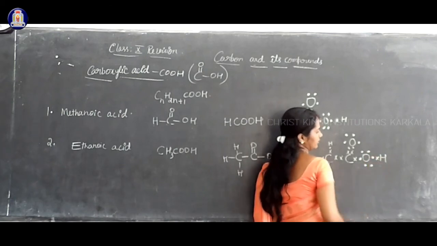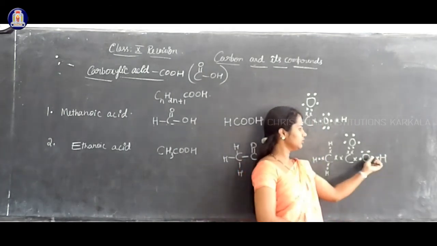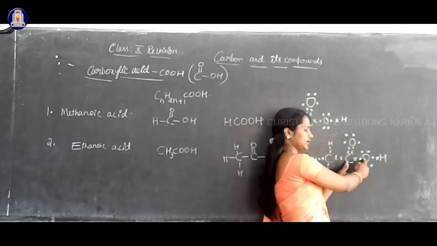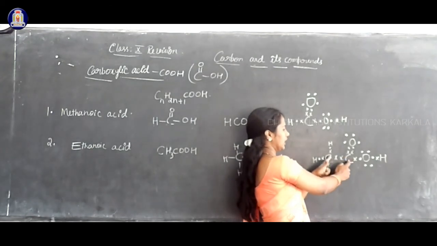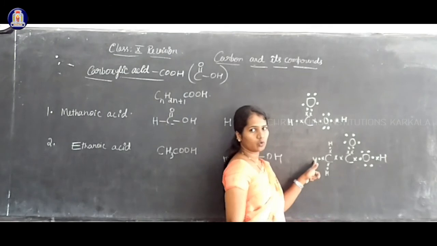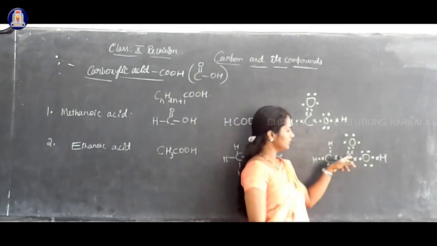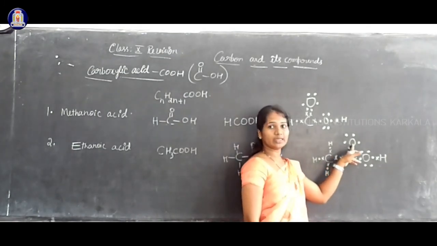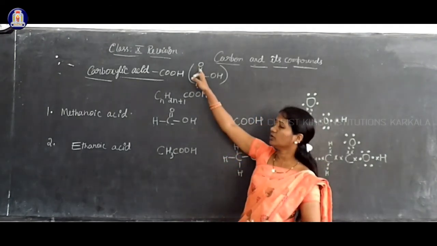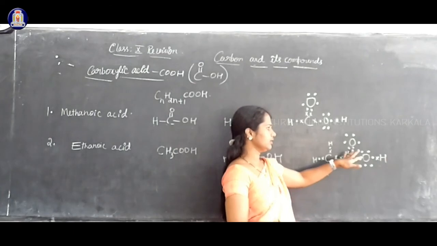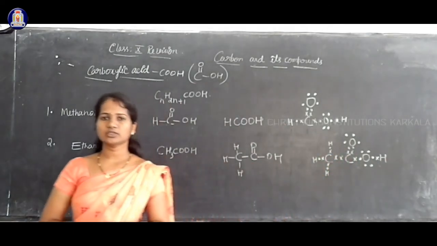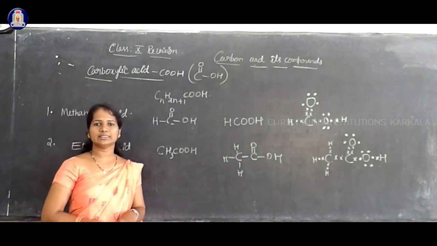Hydrogen is 1 electron. Single bond with oxygen and hydrogen, single bond with oxygen and carbon, single bond with carbon and carbon, single bond with carbon and hydrogen. Only double bond with carbon and oxygen. So while writing the functional group itself, we write C double bond O. That we are representing here. So in this way we can write electron dot structure of carboxylic acid compounds.